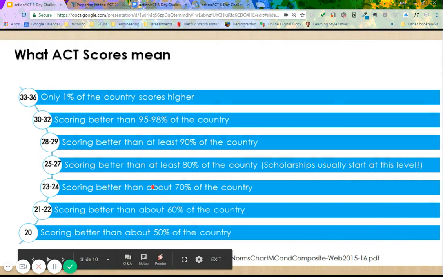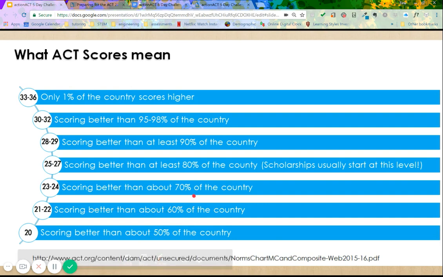All right, now really quickly, we're going to look at what ACT scores mean. I already mentioned scoring a 20 is about scoring better than half of the country, and it starts to go up pretty quickly. A 21 or 22 is already better than 60%. 23 to 24 is 70%. 25 to 27 is scoring better than 80% of the country, and this is usually the level that scholarships start at. I have a lot of students whose goals are in here, for a 25 to 27. 28 to 29 is better than 90% of the country.